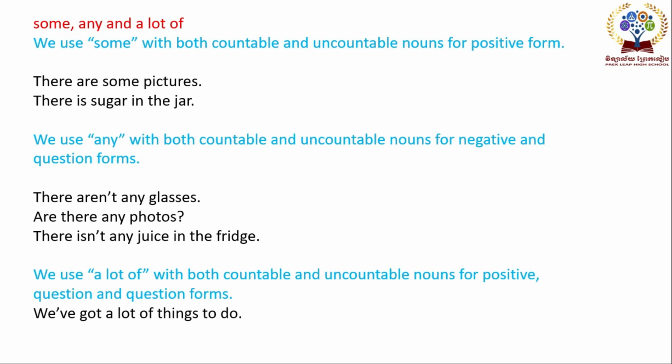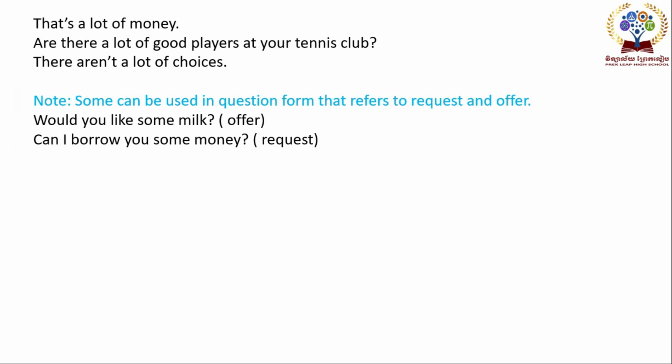So here is a positive sentence. That's a lot of money. Here is a positive sentence, but it is an uncountable noun. Are there a lot of golf players at your tennis club? So here is a question form, but for plural. There aren't a lot of choices. And here is a negative sentence, but plural.